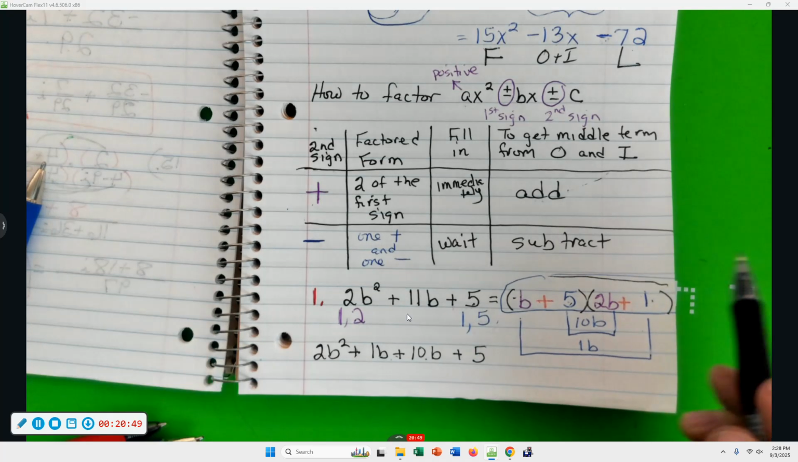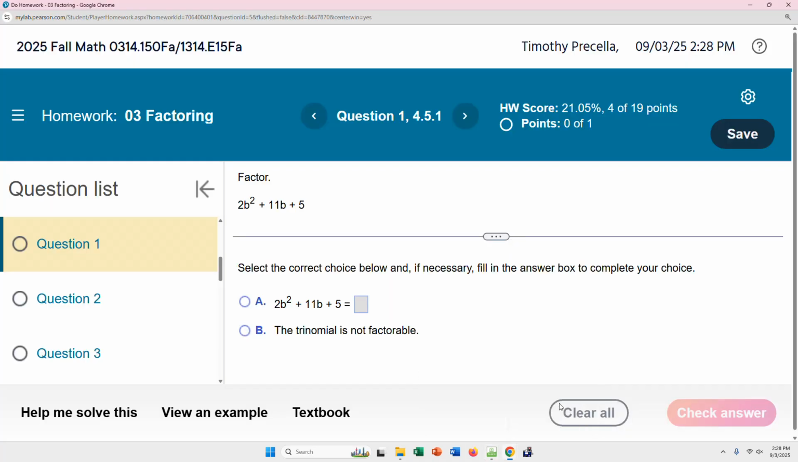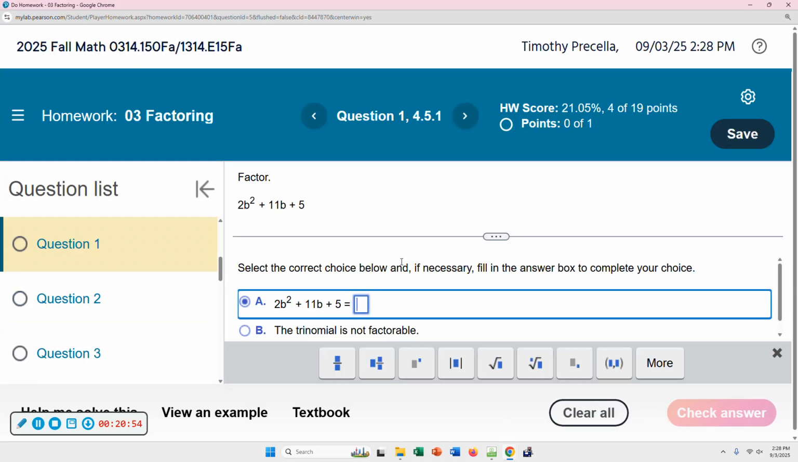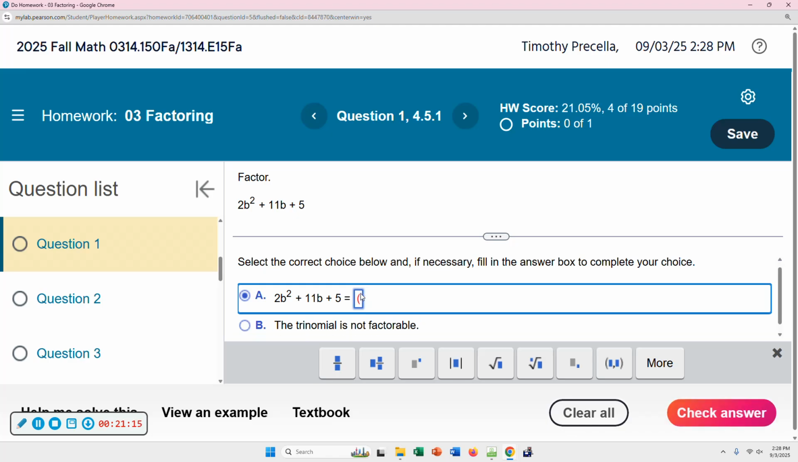2 sets of parentheses. It doesn't matter which set of parentheses you write first, but you have to have exactly the same thing inside the parentheses. You can't put b plus 1 and 2b plus 5. I do not recommend using this parentheses hot button because that's more for graphing ordered pairs. When you're ready to enter a parenthesis, just use your keyboard. Left parenthesis, b plus 5, right parenthesis, left parenthesis, 2b plus 1.